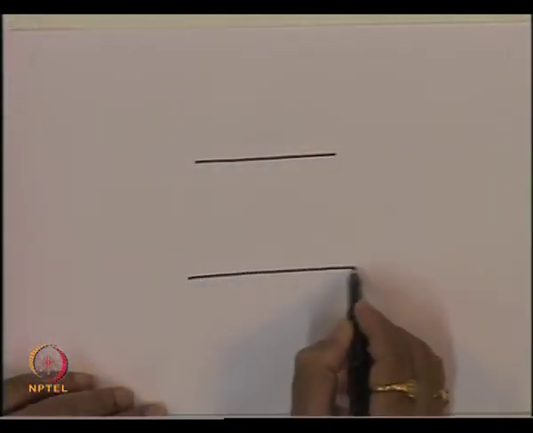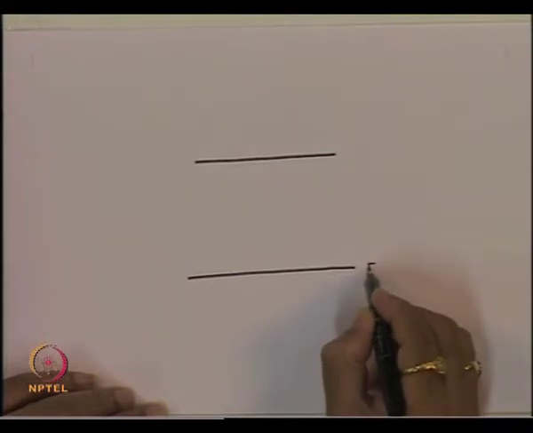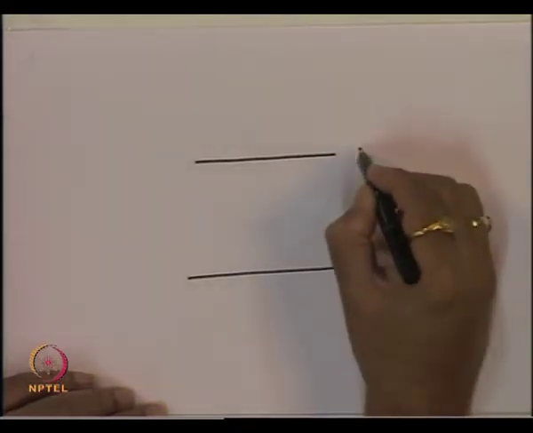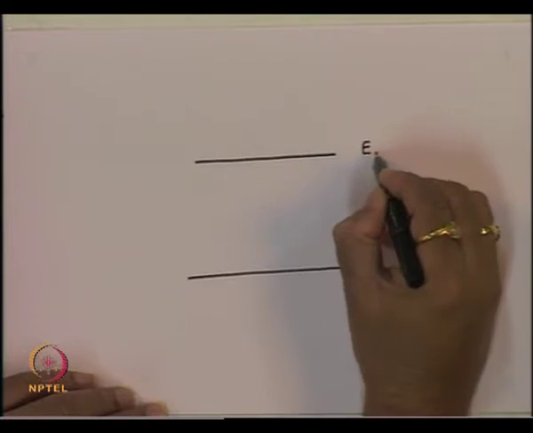So what is done is that you create systems which have more energy levels. So let us say we have energy levels here, and let us say this is the energy level E1, and this is the energy level E2.